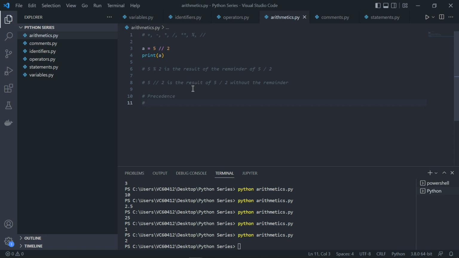The first one is, we always consider the bracket first. So bracket takes the first precedence, followed by exponents, which is this, right? Followed by the multiplication, the division, the modulo, and the floor division. And lastly, followed by addition and subtraction.